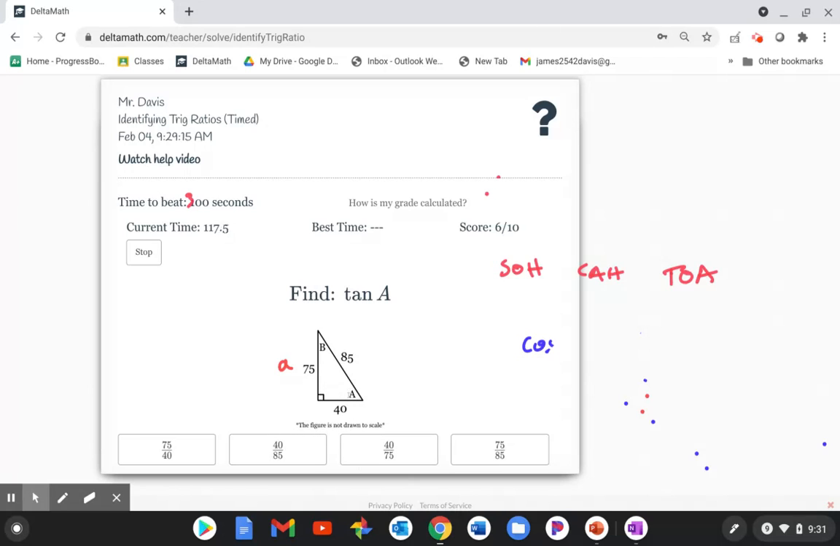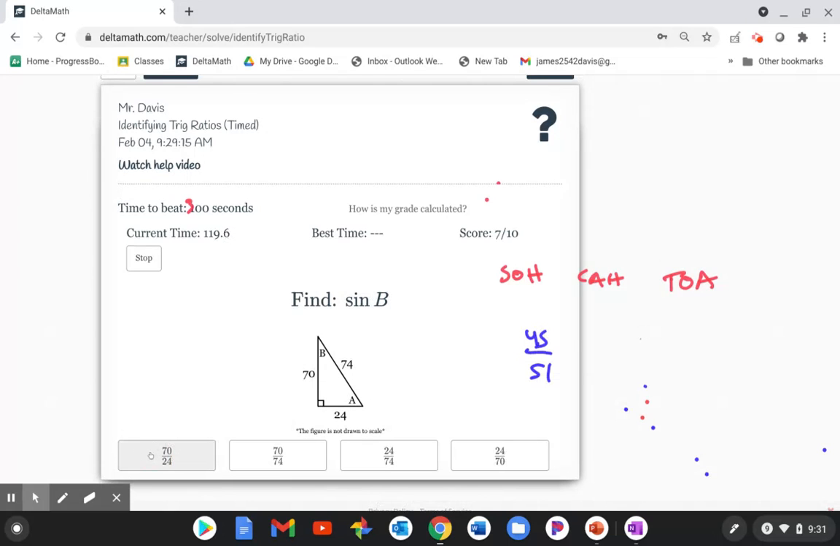Tangent, opposite over adjacent, so 75 over 40. Sine of B, opposite over hypotenuse, 24 over 74. And you will get opposite over hypotenuse, 21 over 29. Just get the 10, opposite over adjacent for A, 42 over 40. Once you get your 10, then you can go ahead and stop.